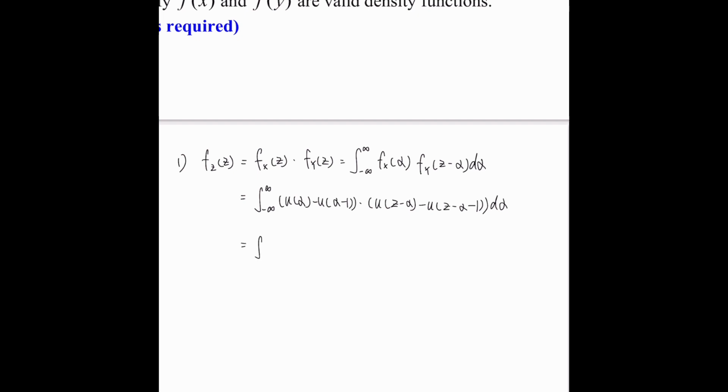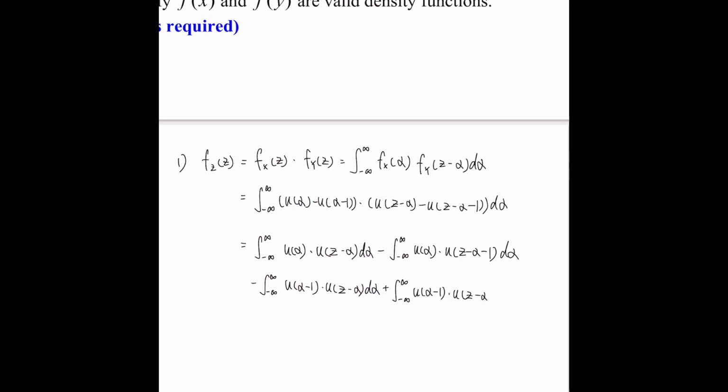It equals the integral from negative infinity to infinity of u(alpha) times u(z minus alpha) d alpha, minus the integral from negative infinity to infinity of u(alpha) times u(z minus alpha minus 1) d alpha, minus the integral from negative infinity to infinity of u(alpha minus 1) times u(z minus alpha) d alpha, plus the integral from negative infinity to infinity of u(alpha minus 1) times u(z minus alpha minus 1) d alpha.